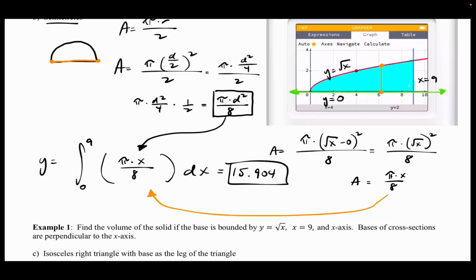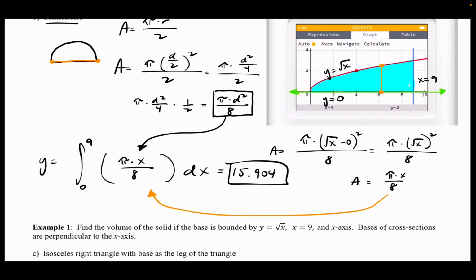Okay, so you should get 15.904. That's going to be the volume of that shape. All right, we're going to do one more. We'll do 1C, and then we'll be done for today.